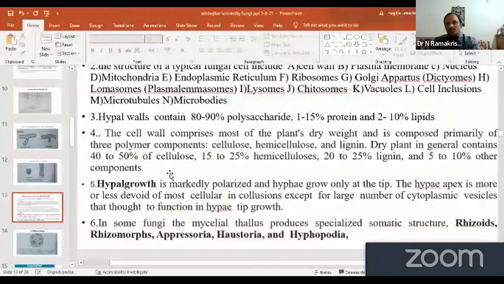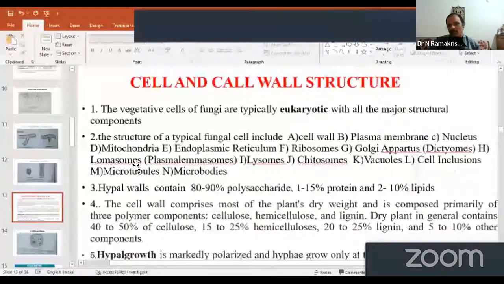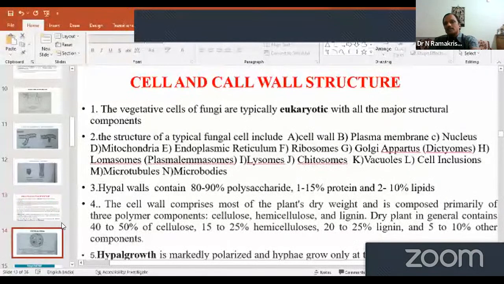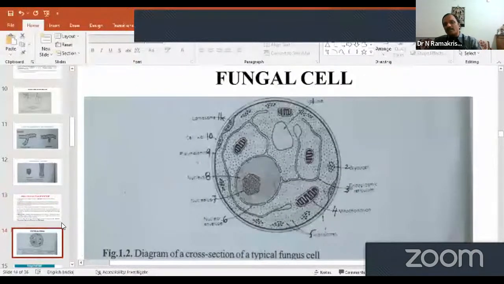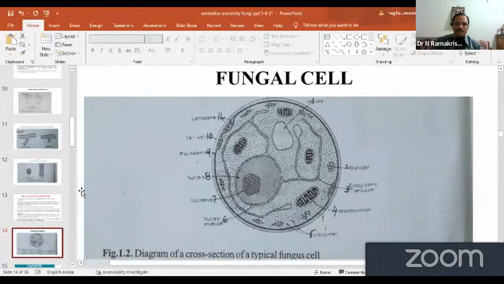Here you see a fungal cell, somewhat diagrammatic. The cell wall is there, and in between is the protoplasm. The protoplasm contains Golgi bodies, ribosomes, and lysosomes. In all sections we see these, except plastids. With the absence of plastids, there are no pigments. That is the cell wall.